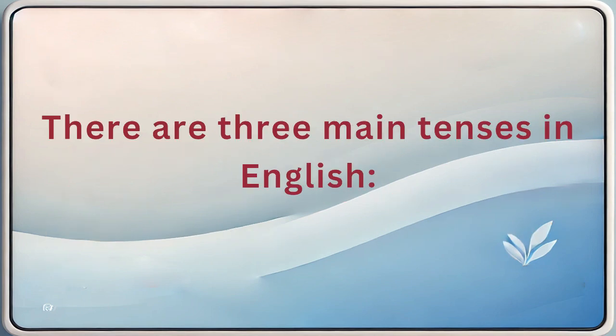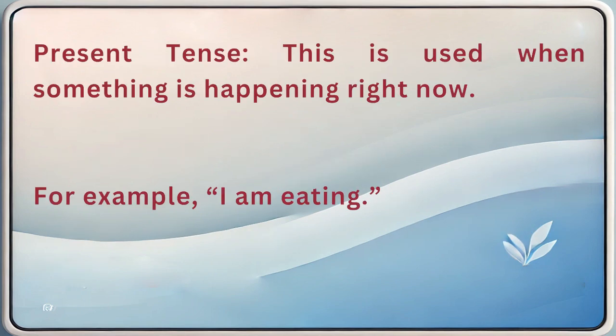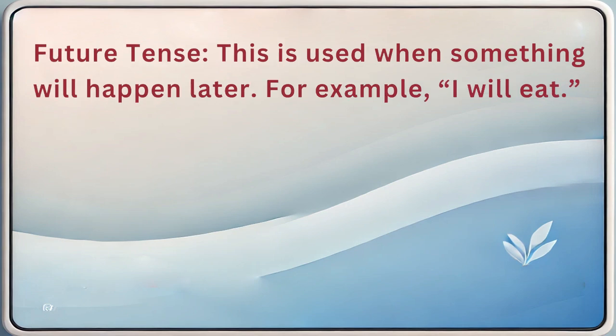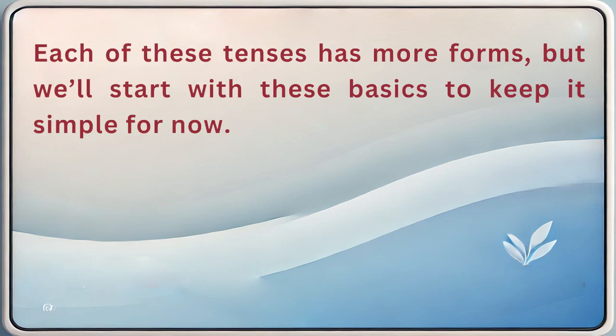There are 3 main tenses in English. Present tense. This is used when something is happening right now. For example, I am eating. Past tense. This is used when something happened before now. For example, I ate. Future tense. This is used when something will happen later. For example, I will eat. Each of these tenses has more forms, but we'll start with these basics to keep it simple for now.